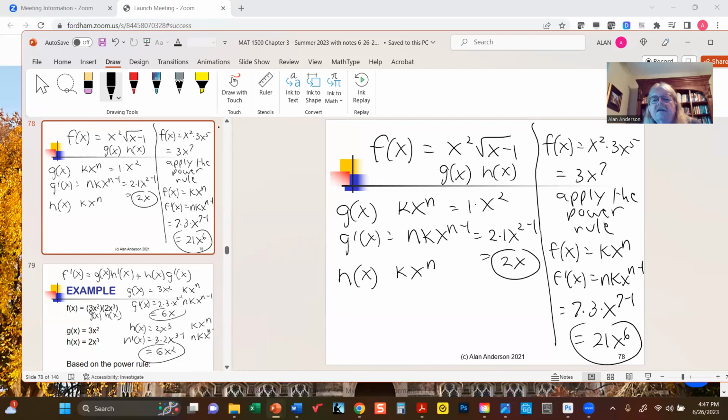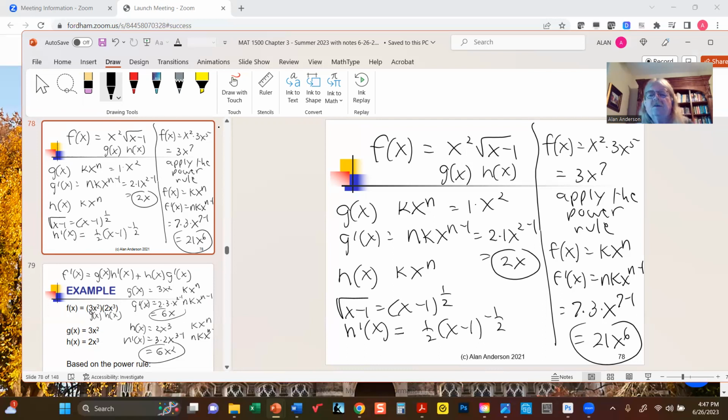Now keep in mind that the square root of x minus 1 is the same thing as x minus 1 to the 1/2 power. So for this one, where k is just 1, your exponent is 1/2, so you'll have, okay, so that's what your h prime of x is.